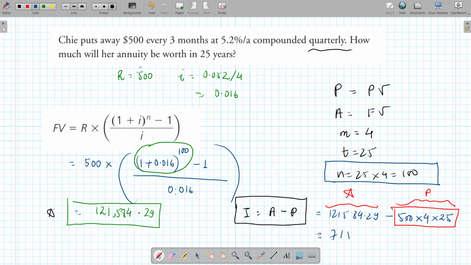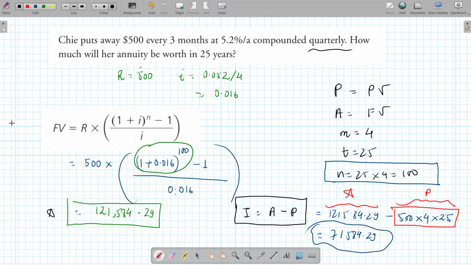So it's going to be 71,584.29 over a period of 25 years. So it's like $3,000 per year, approximately, which is okay, I guess. So that's how we do this question.